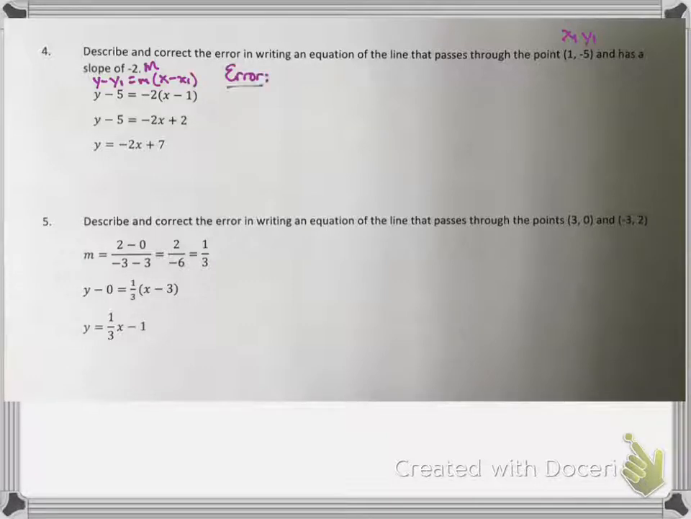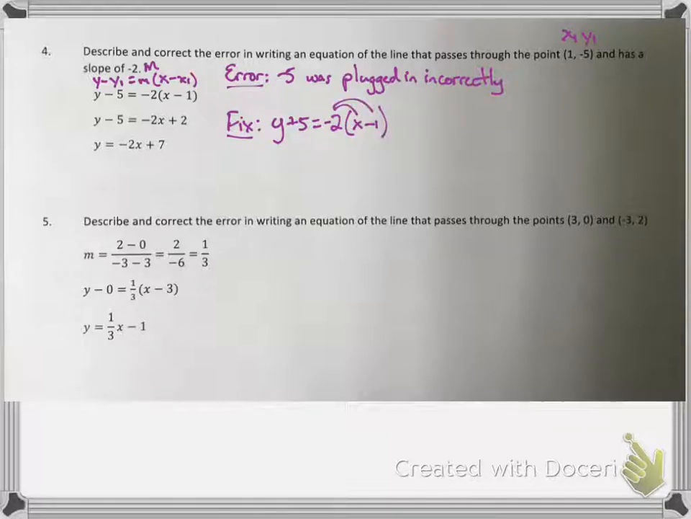So the error is simply this. -5 was plugged in incorrectly. The way that we would fix it, if it's supposed to be y minus -5, we would say y plus 5 equals -2 times x minus 1. Having one sign off in this problem is going to make a big difference.